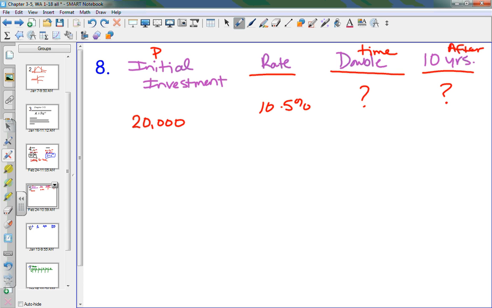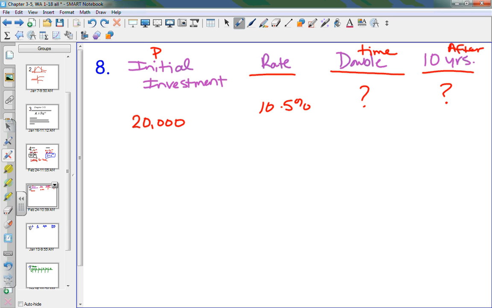Does that make sense? Now, I am given the P value, which is $20,000, and I'm also given the rate, which is 10.5%. Is that a good return rate, interest rate, or is that a bad interest rate? It's an amazing interest rate. I will take that interest rate any day. I would be jumping up and down for joy. Most banks are like 3%. Most banks are 2%. And we're going to do problems just to show you what 2% really is.